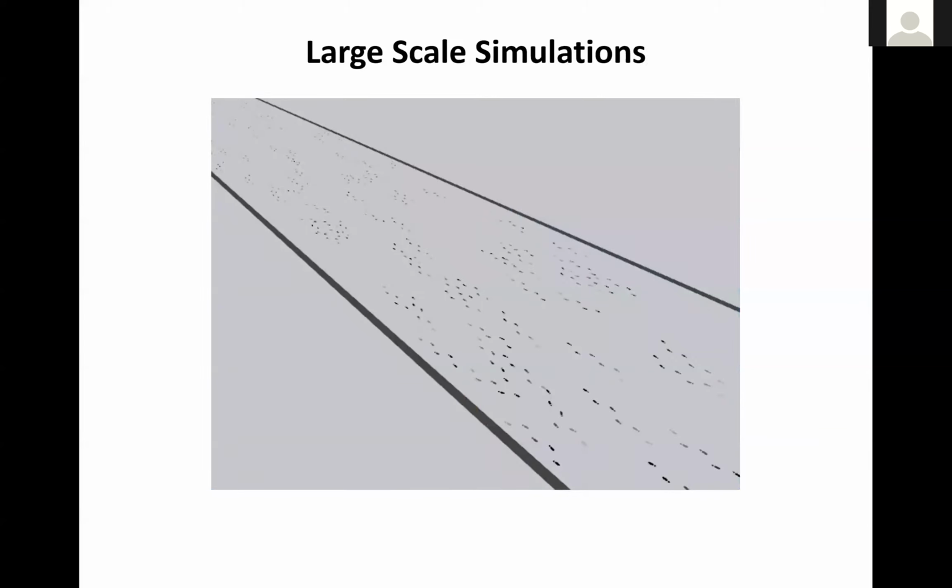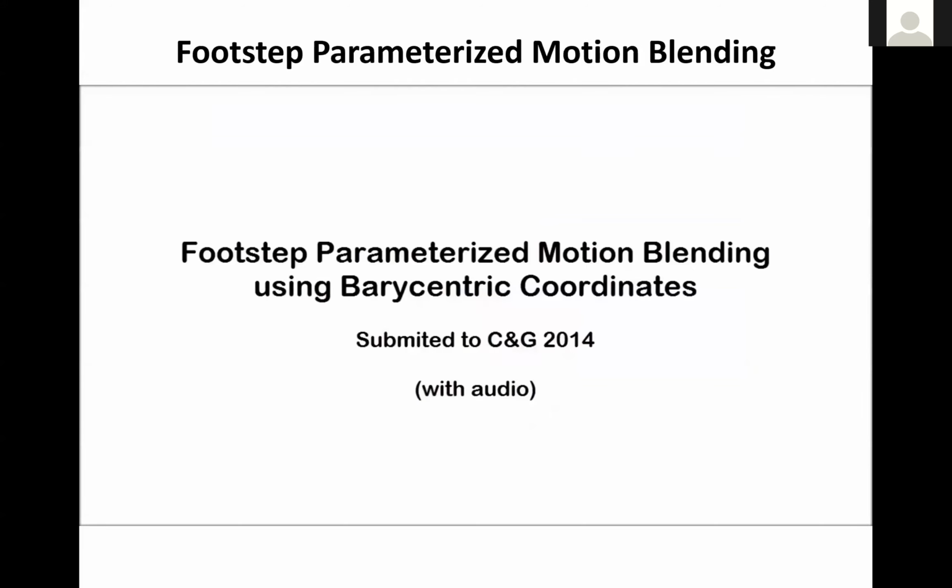And finally, by taking some efficiency considerations, we can use these control frameworks not only to simulate a single agent, but to simulate hundreds of agents. So you can simulate thousands of agents in real time using such an approach. Okay, so let me, hopefully this video works.